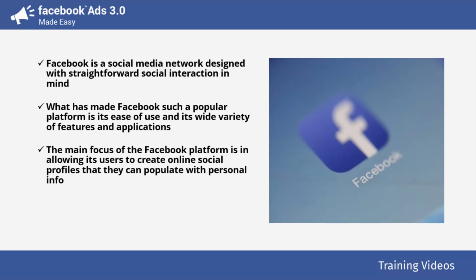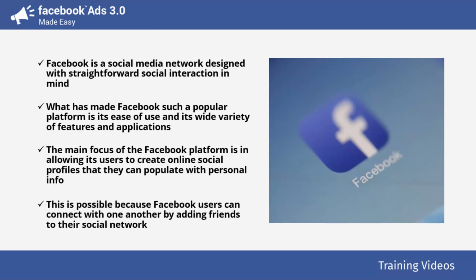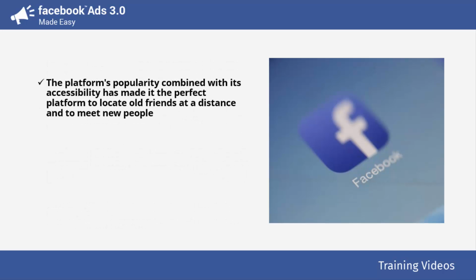The main focus of the Facebook platform is in allowing its users to create online social profiles that they can populate with personal info and that they can use to get in touch with others. This is possible because Facebook users can connect with one another by adding friends to the social network. The platform's popularity, combined with its accessibility, has made it the perfect platform to locate old friends at a distance and to meet new people.